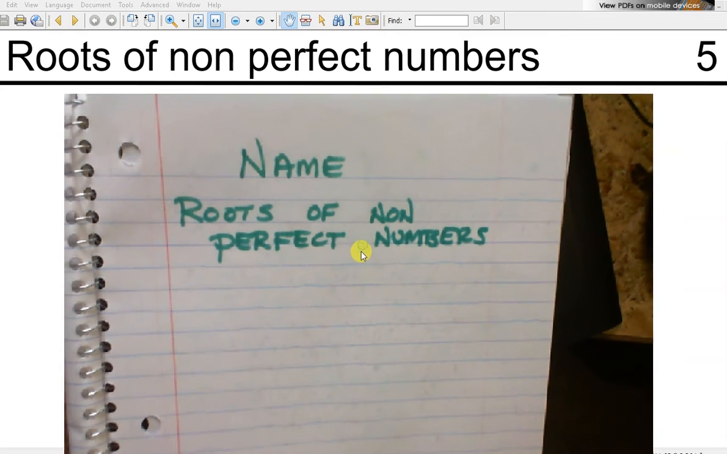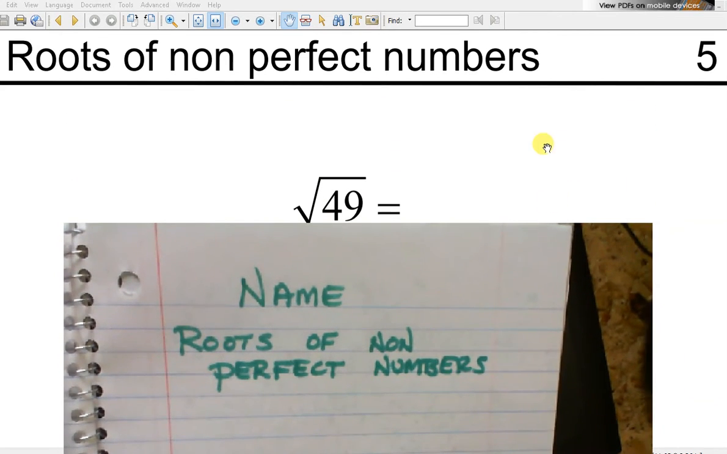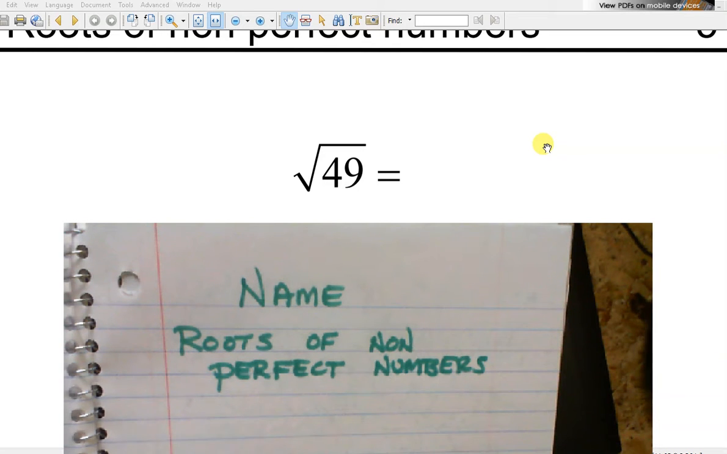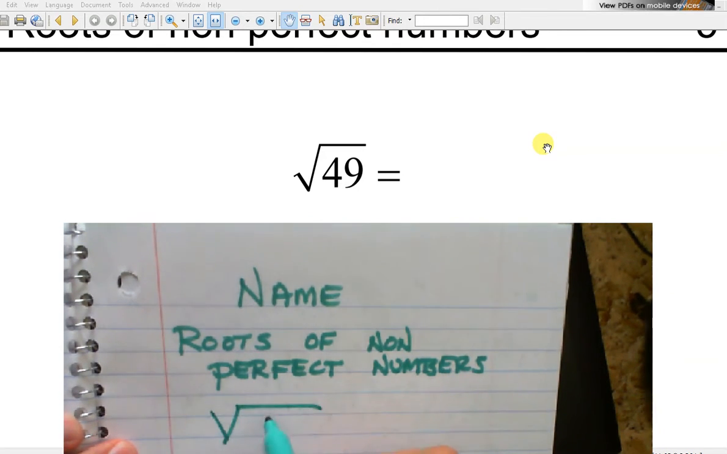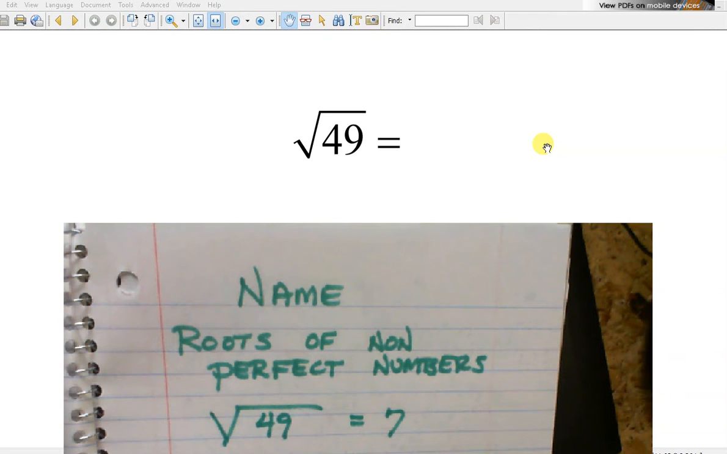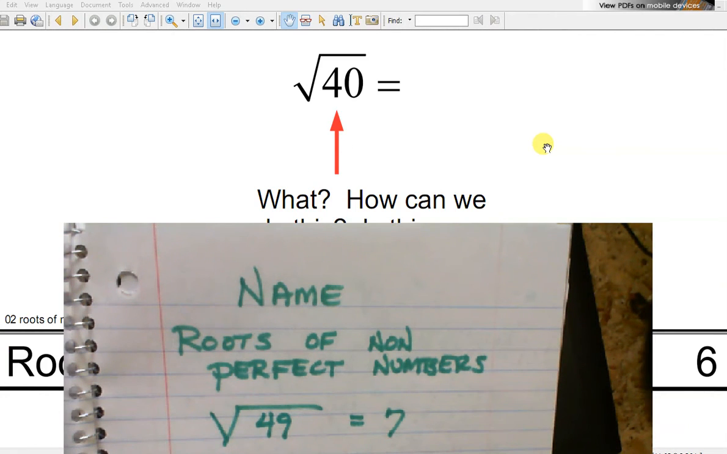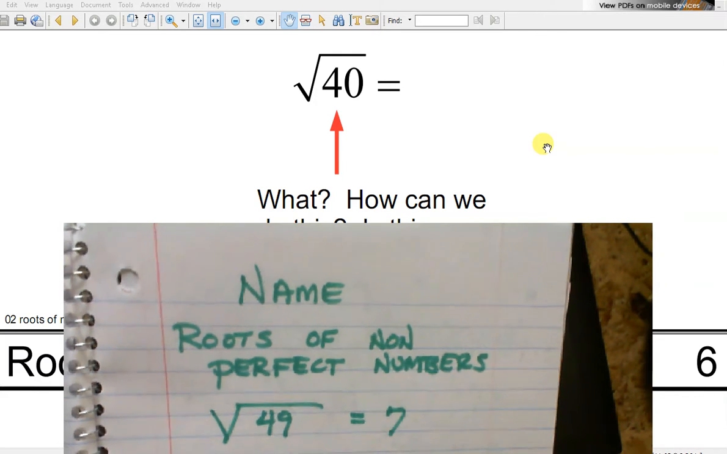So what do I mean by a non-perfect number? Well, let's start with what I mean by a perfect number. So we know that the square root of 49 is 7. This is a perfect square. 7 times 7 is 49. But other numbers are not perfect, like the square root of 40.